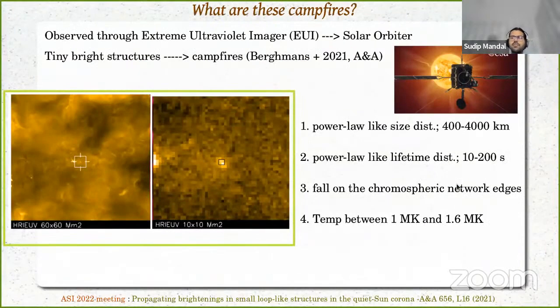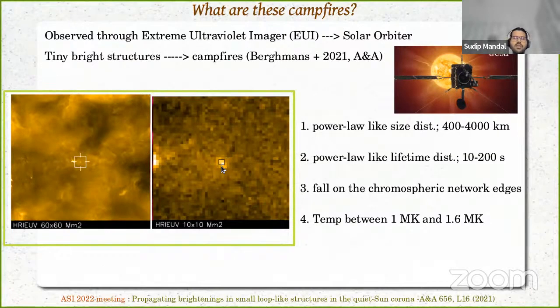So what are these campfires basically? These are very small-scale, tiny, bright little structures that have been termed as campfires. In one of these examples I show here on the left-hand side, taken from the instrument called the Extreme Ultraviolet Imager, a very small brightening has been pointed out in this boxed region, and if you zoom in on the right panel, you see that they are really, really tiny.